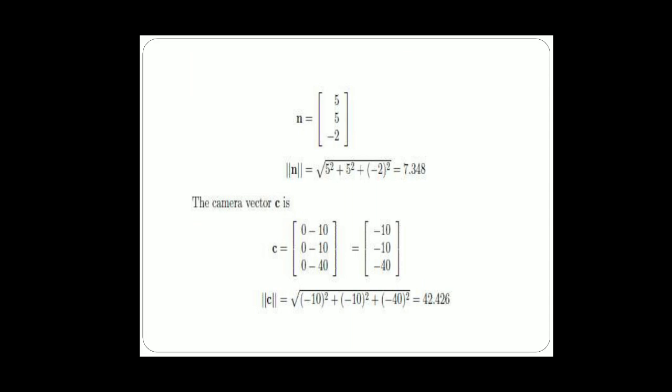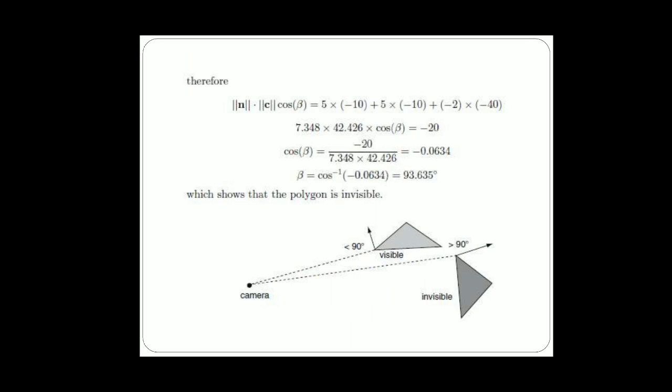They calculated the magnitude of c, that is the square root of (-10) squared plus (-10) squared plus (-40) squared. They got an answer of 42.426. Therefore, when I multiply it with the same formula for the back surface of my image, I'll have the same cos beta angle, and when I get that angle, if it is more than 90 degrees, see here its answer is 93.635, that is more than 90.